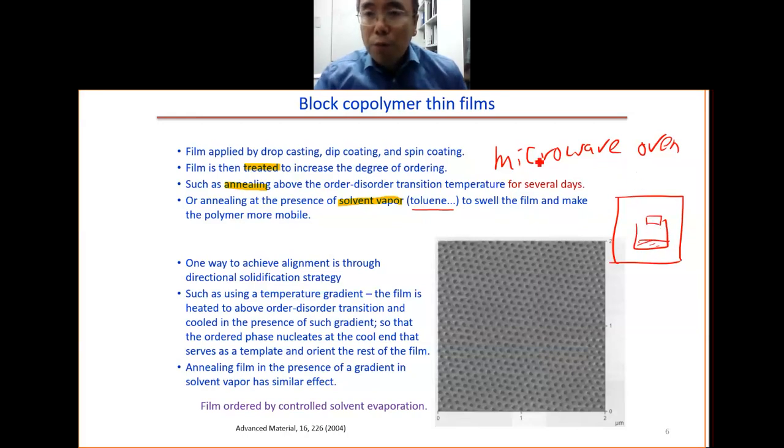In the microwave, the solvent will heat up and then be vaporized. So the vapor of the solvent will come to the wafer surface. On the other hand, the wafer itself can also be heated up by the microwave. This way, you get very fast self-assembly, taking just a few minutes. So you can do the self-assembly within just a few minutes using this microwave oven.